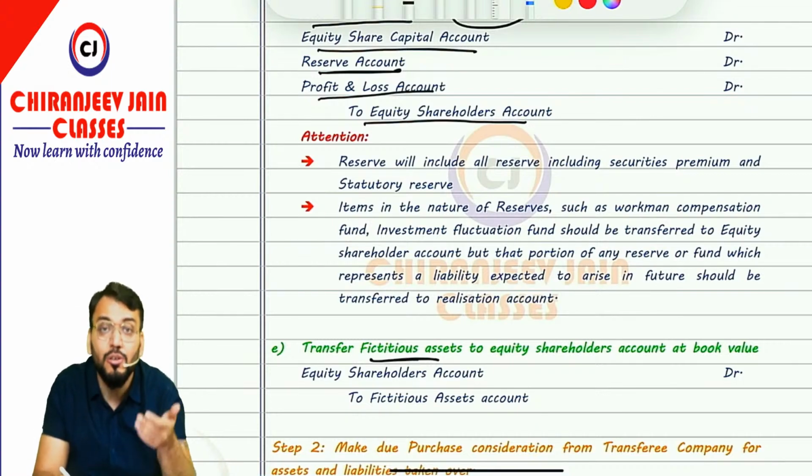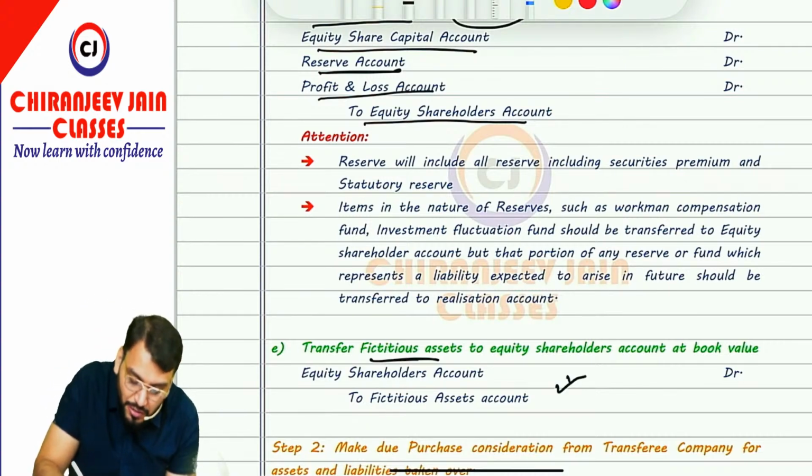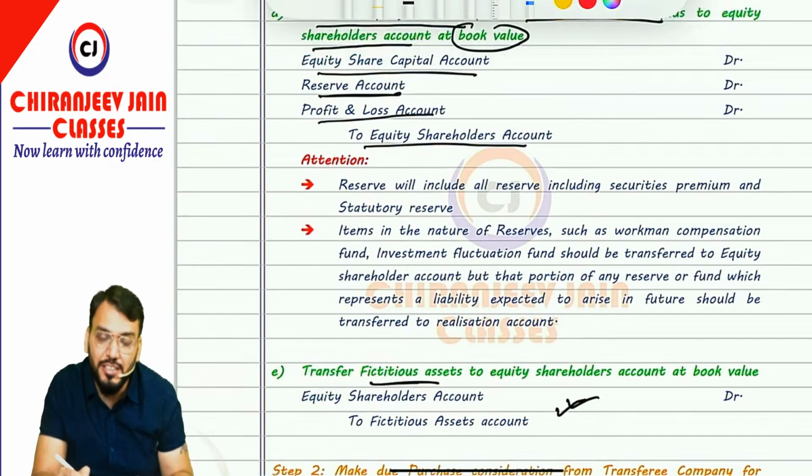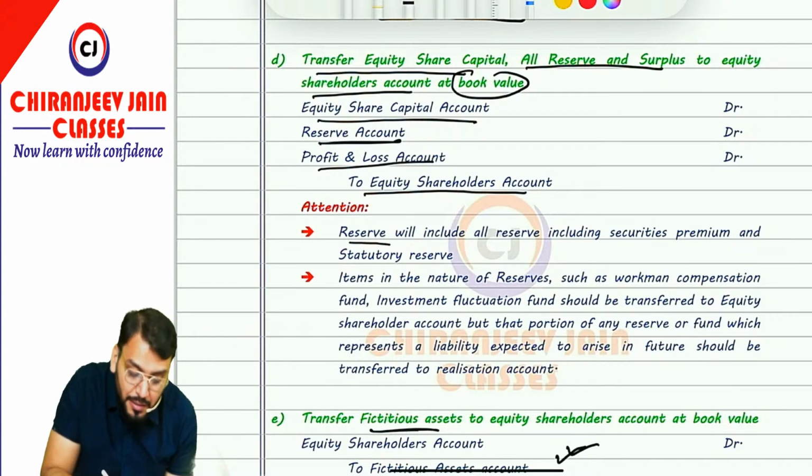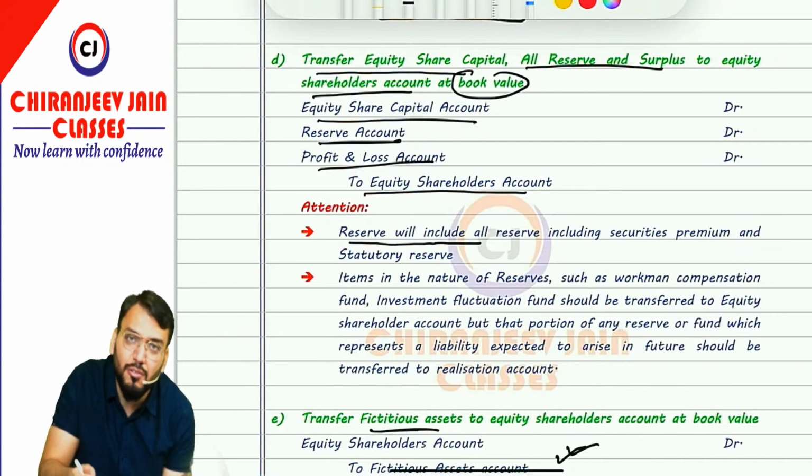So what journal entry will we do? Tell me, what journal entry will we do? Equity shareholders account debit to fictitious asset account. Understood? Correct. One thing we have understood, the reserve will include all the reserve including statutory reserve.